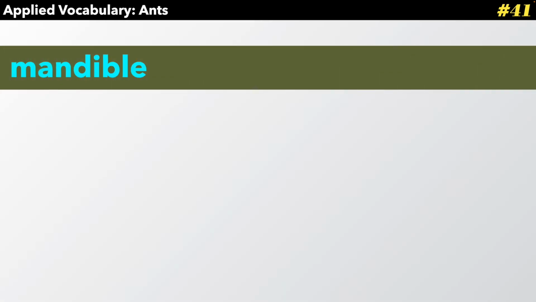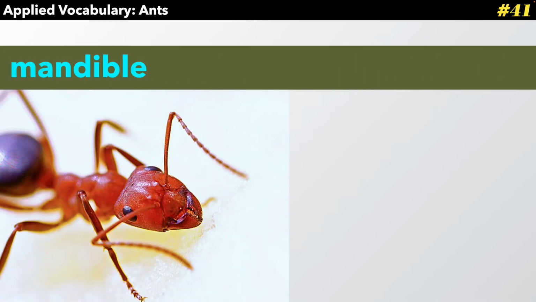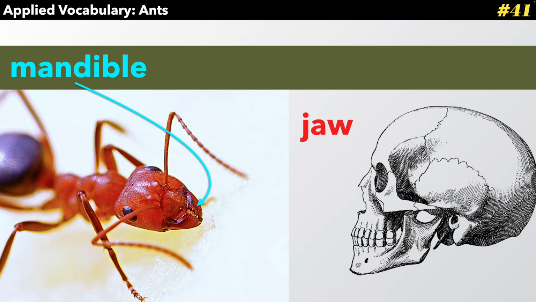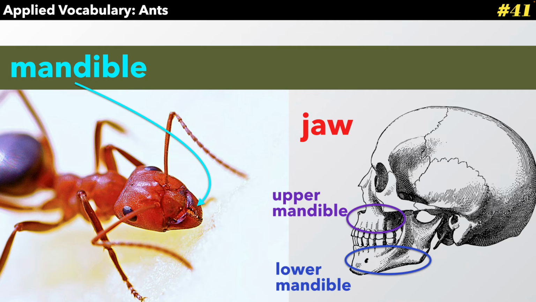Next up, mandible. Mandible. The name for the mouth parts of an ant are called the mandibles. You might have heard the word jaw before, but actually it should be called mandible, just like ants. Upper mandible and lower mandible.